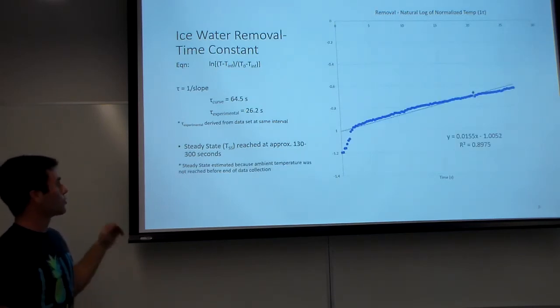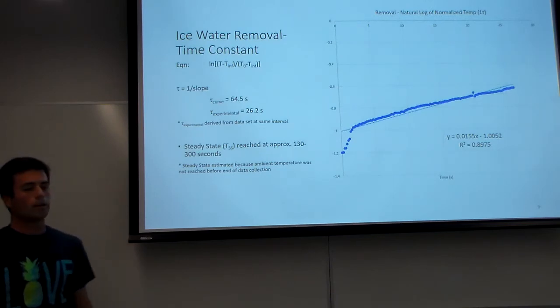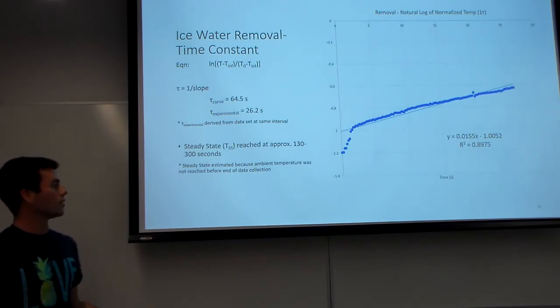This is for the removal, so same process, but the thing to note is our tau is much larger, and that's because the thermal response is much slower whenever you take it out and let it equalize with air.